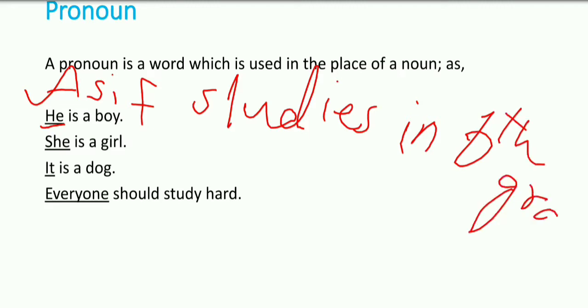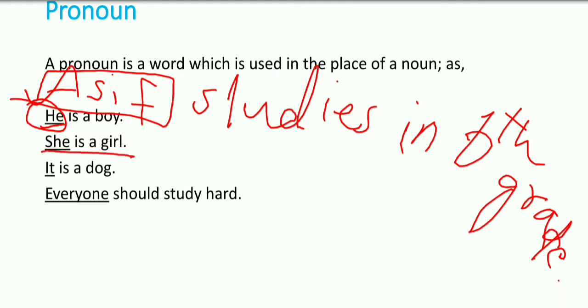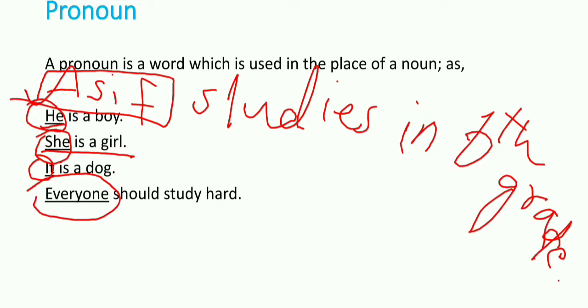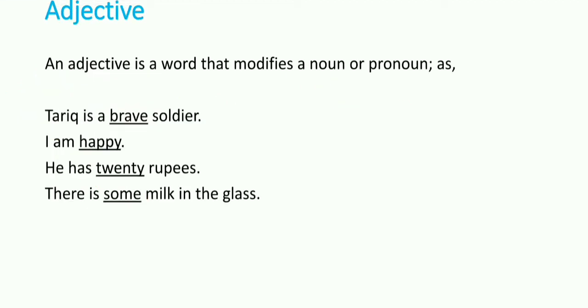There is no need to repeat the noun again and again, and to avoid the repetition of the noun, we use pronouns. Look at the next examples: She is a girl, so she here is a pronoun. It is a dog, it is a pronoun. And everyone should study hard. Here everyone is a pronoun which is used in the place of a noun.